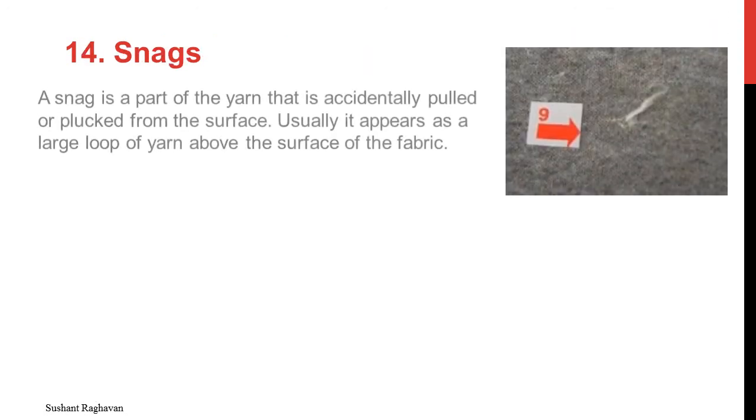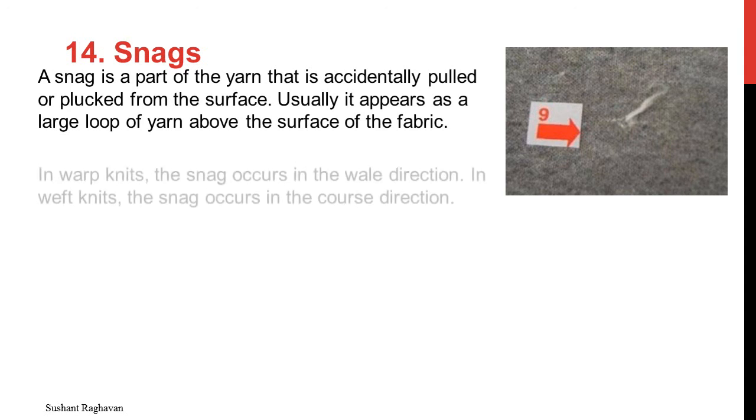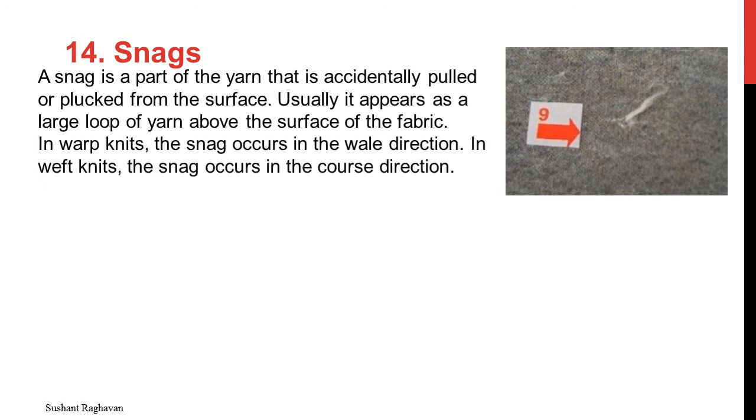Snags. A snag is a part of the yarn that is accidentally pulled or plucked from the surface. Usually it appears as a large loop of yarn above the surface of the fabric. In warp knits, the snag occurs in the wale direction. In weft knits, the snag occurs in the course direction.